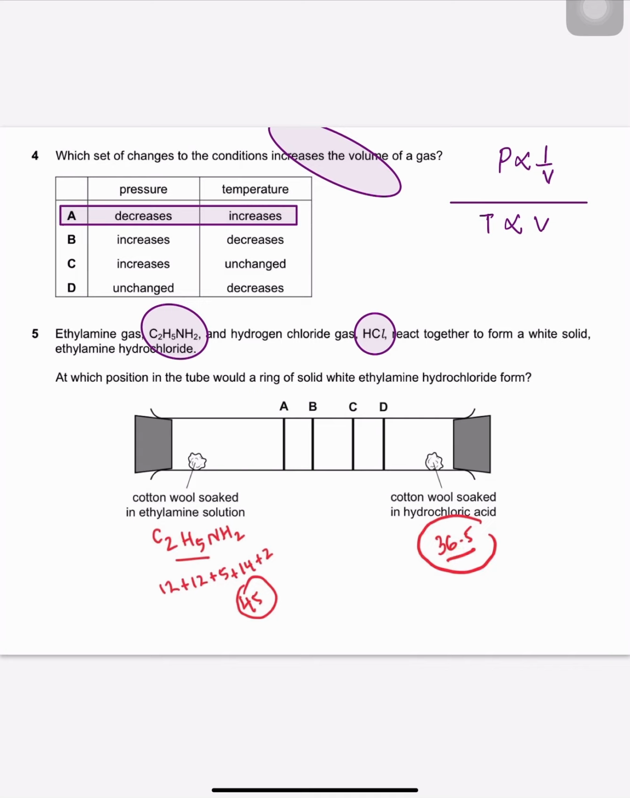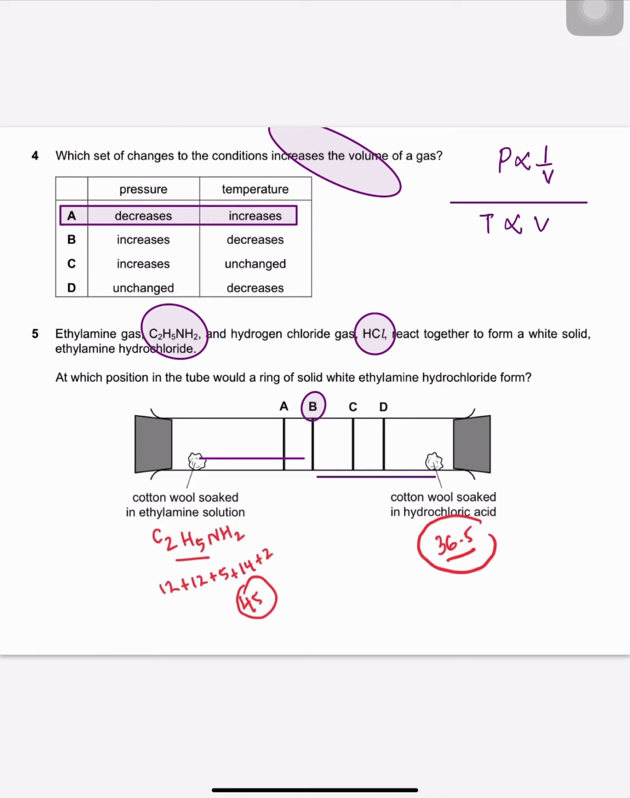Okay, we can say that it will be formed at point B. It is in the center basically. This distance will be traveled by HCl, whereas this distance will be traveled by ethylamine, and it is somehow in the center of the tube because their masses are not that much different from each other.